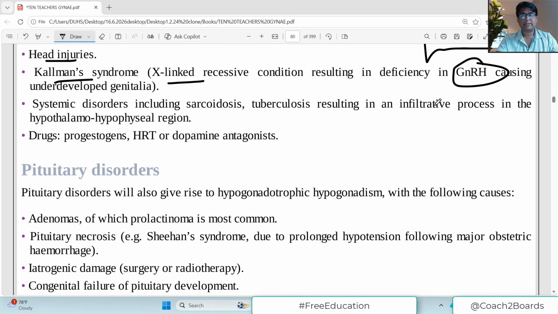Systemic disorders बहुत सारे हैं which can cause amenorrhea and hypothalamic shutdown. Tuberculosis and sarcoidosis are typical examples, and some drugs can do that as well, right? Dopamine agonists in particular, HRT and progesterones.